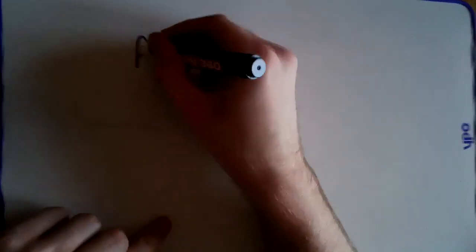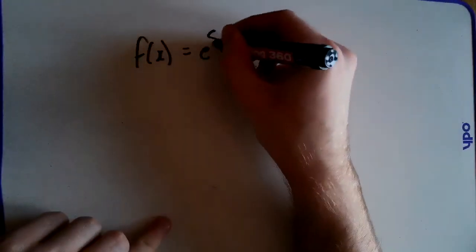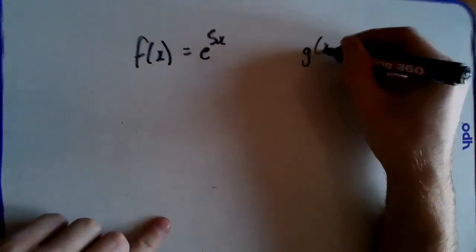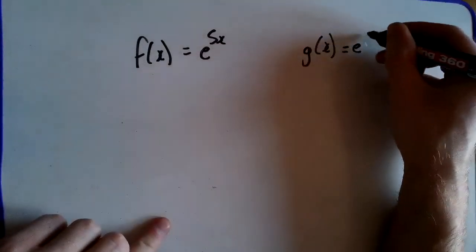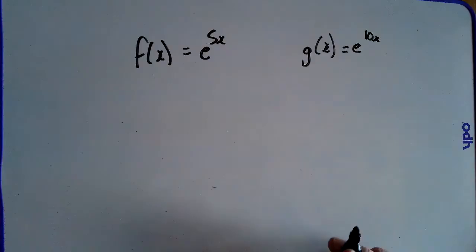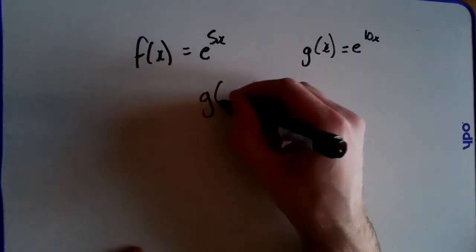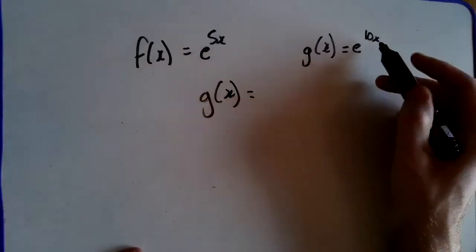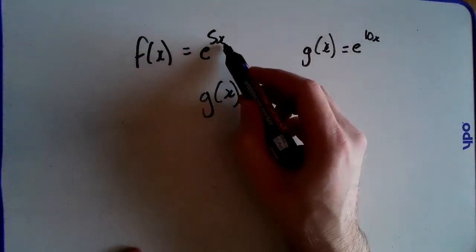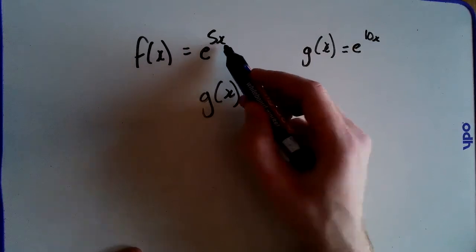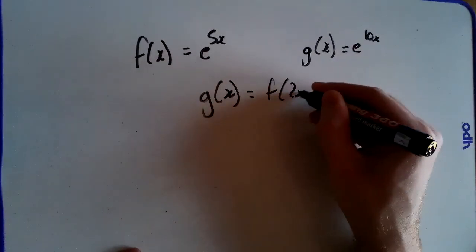Okay, next one. So we have f of x is e to the 5x, g of x is e to the 10x. We want to see how can we get from this to this. Well, hopefully you can spot easily that g of x, if I change x into 2x, 5 times 2x is 10x, so just f of 2x.